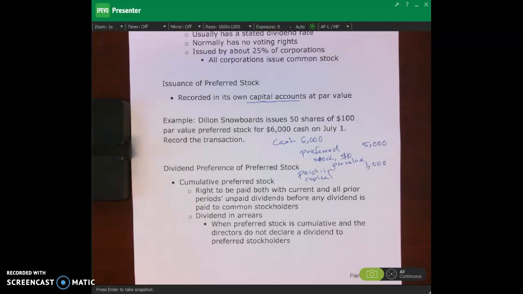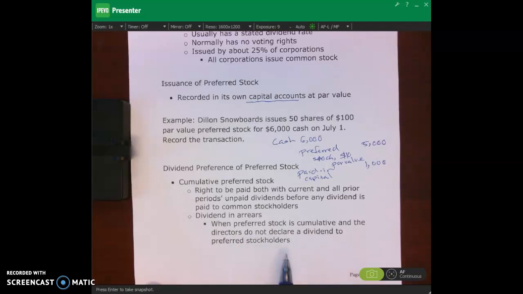before the corporation pays common stockholders' dividends. Okay? So when that preferred stock is cumulative and the directors did not declare a dividend in the prior period, that's called dividends in arrears. Okay?